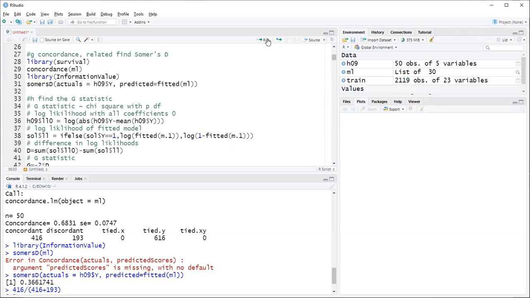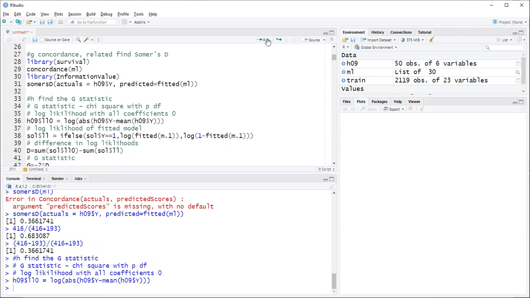If I did that everywhere, then I could just run that and get the value, the log likelihood when the coefficients are 0. And then I can change this out here to H09, get the log likelihood for the fitted model. Again, I need to change the name of the data set, H09. The model is not M1 like it was maybe in the lecture, but ML. And change that over here also, ML. And so now I can get the log likelihood for the fitted model.